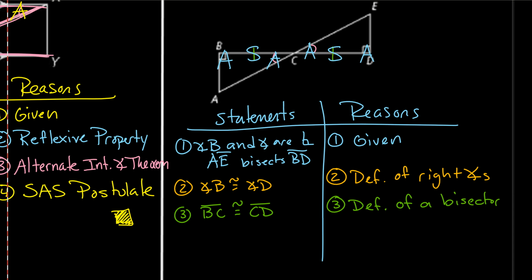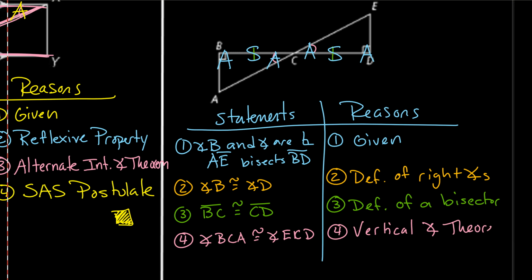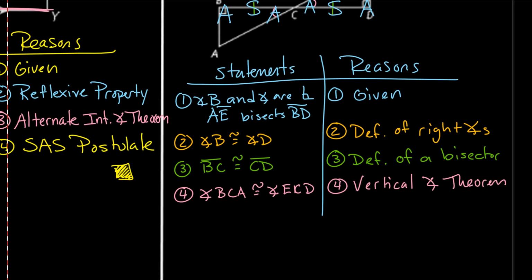Now, number 4, last thing before we finish our proof, really. What did I then mark congruent? BCA is congruent to ECD, angle ECD, and how do I know? Why did I mark those congruent? Because they're vertical angles. By the vertical angle theorem. Whew. Am I done? Nope. What is the last and final thing I have to say?